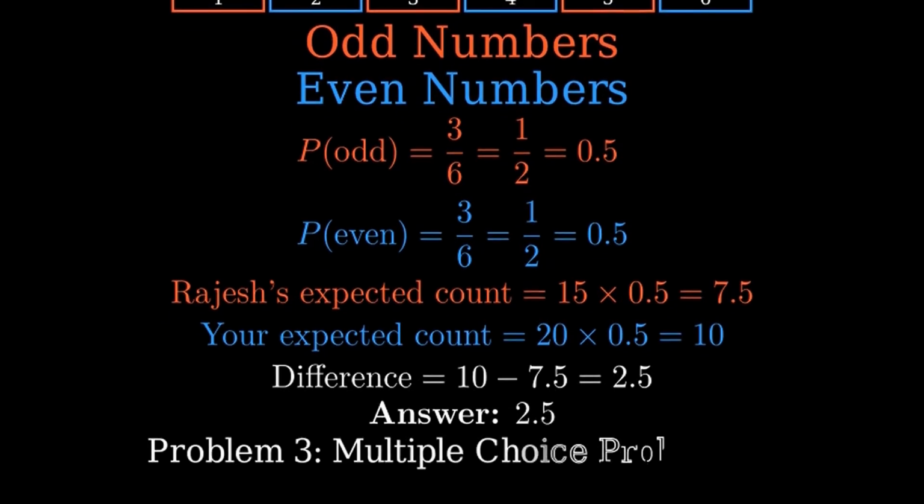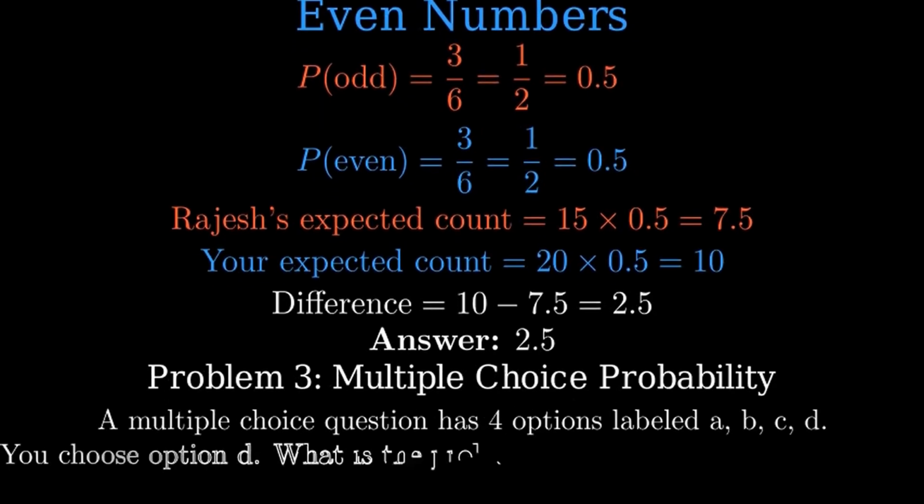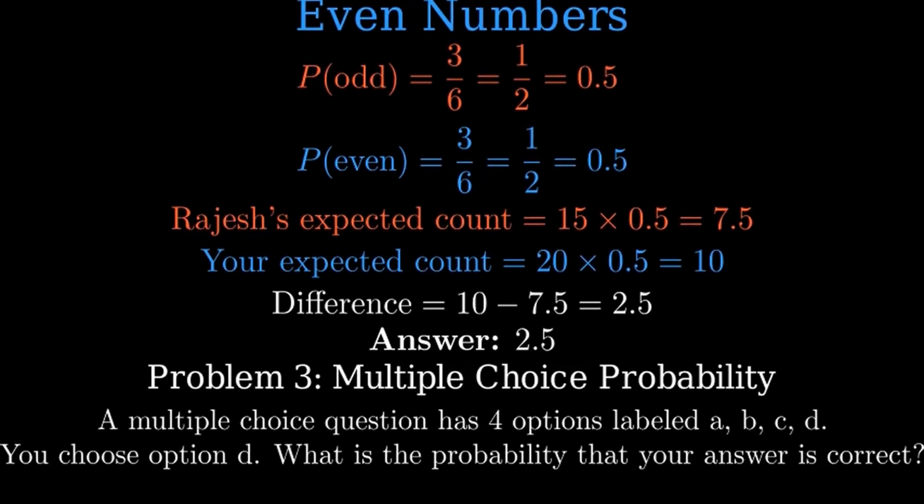Let's move to our third problem about probability in multiple choice questions. A multiple choice question has 4 options labeled A, B, C, and D. You choose option D. What is the probability that your answer is correct? This is a straightforward probability problem where we need to find the likelihood of a single correct outcome from multiple possibilities. Let's visualize a multiple choice question.